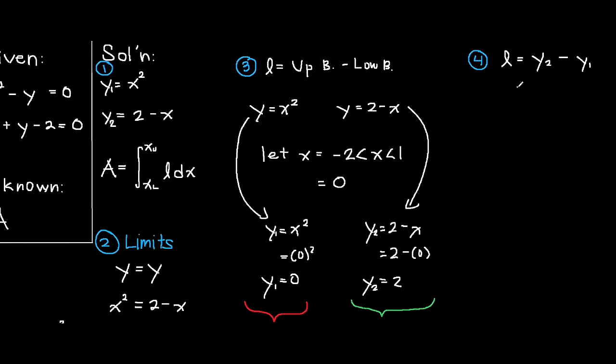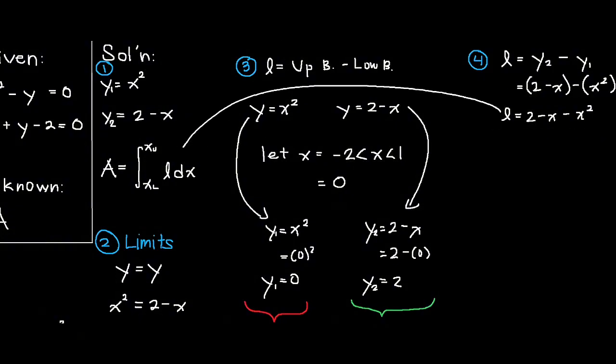Okay, so if we substitute y sub 2 on the formula, we have parenthesis 2 minus x, minus y sub 1, which in the formula is x squared. So that equals 2 minus x minus x squared. So that will be our L. And we have our L na. We can substitute that to our formula.